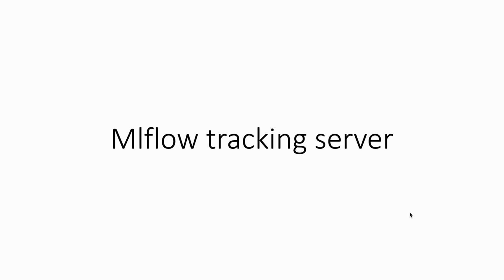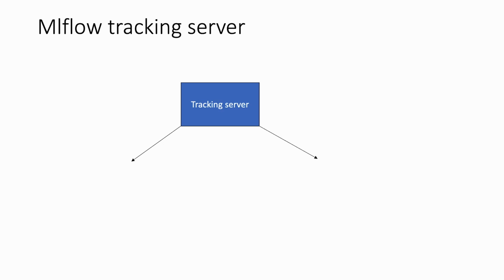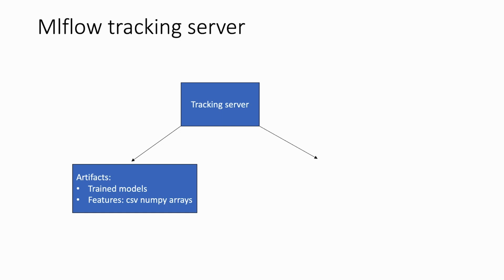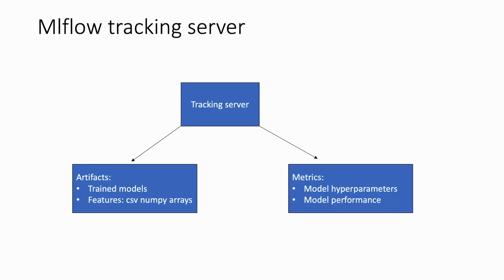Let's now look at the tracking server in detail. MLflow tracking server provides us with the ability to store two kinds of assets. The first ones are called artifacts, such as the trained model files and the training data. The second ones are parameters, such as model hyperparameters, and metrics such as model performance metrics.